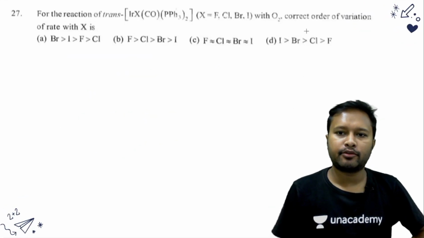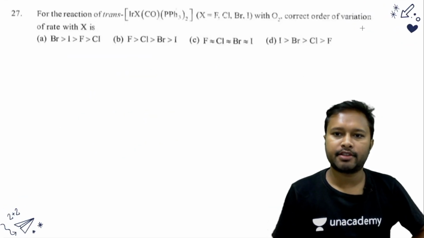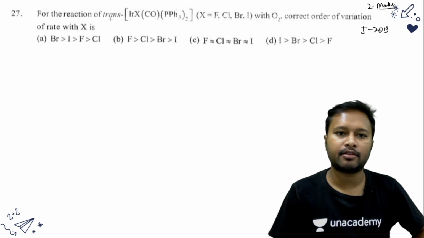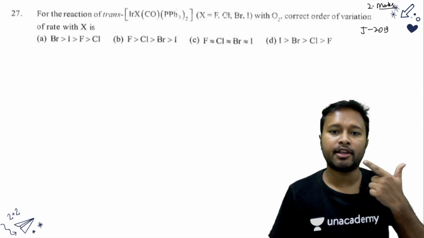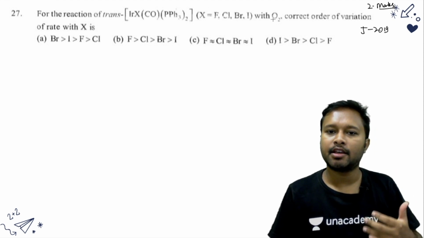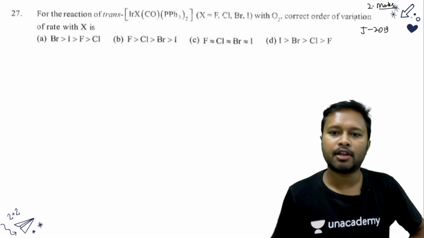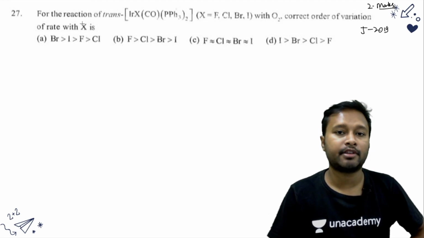Alright, let's look at this particular question which was asked in the CSIR June 2019 exam, and this was again a 2 marker question. The question is pretty simple. It says: for the reaction of trans-IrX(CO)(PPh3)2, where X can be fluorine, chlorine, bromine or iodine, with oxygen molecule, the correct order of the variation of the rate with X is.